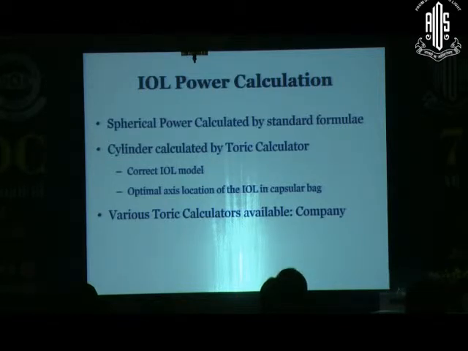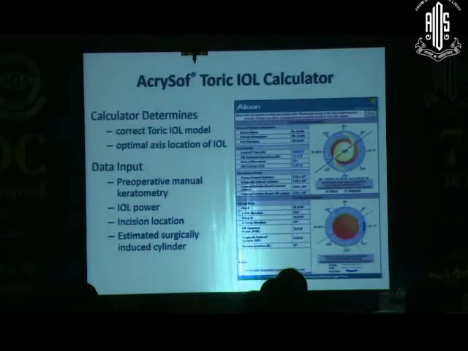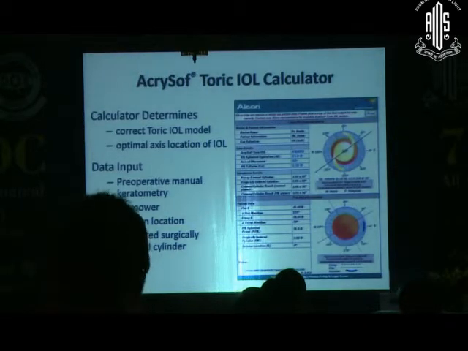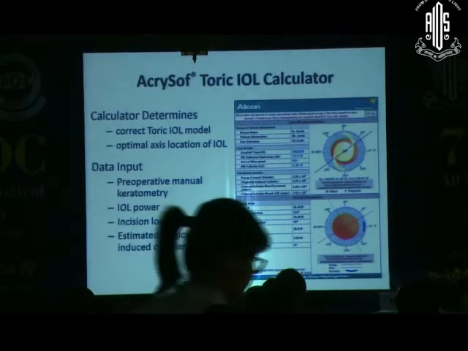Now, what all things is needed to know so that you put it in that software of toric IOL calculator? One is, of course, the spherical power that is calculated by the standard formula. Cylinder is calculated by the toric calculator, and of course, as I said, there are various toric calculators. So let's first see the AcrySof toric IOL calculator, which is of course a very popular lens, a hydrophobic acrylic lens with a good stability, a very good outcome in terms of toric IOL group.